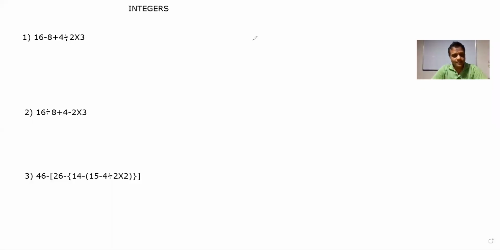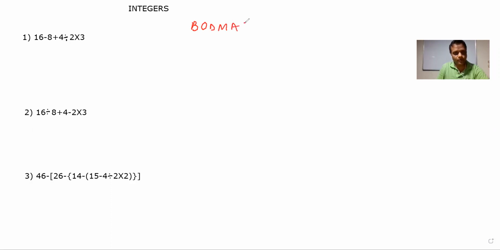Hi students, so let's start with the very first chapter of class 7th, which is integers. And in integers, we are going to talk about a very important concept, which is called BODMAS. Now, what is BODMAS? I'm sure you must have studied it in class 6th also.